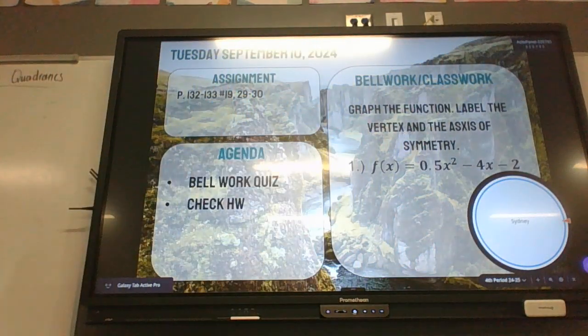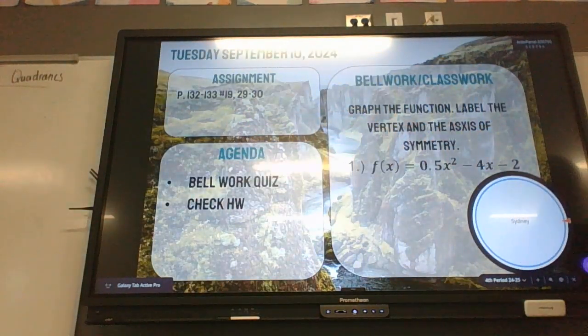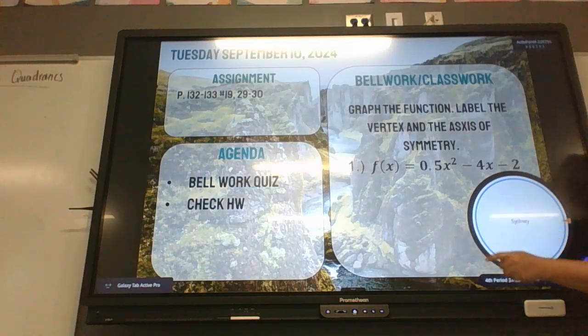Sydney, when we're drafting a standard form quadratic, what is step 1? Find A, B, and C. And so, Rowan. Okay, I think Rowan's absent today, right? Is Rowan in the room right now? He's absent.